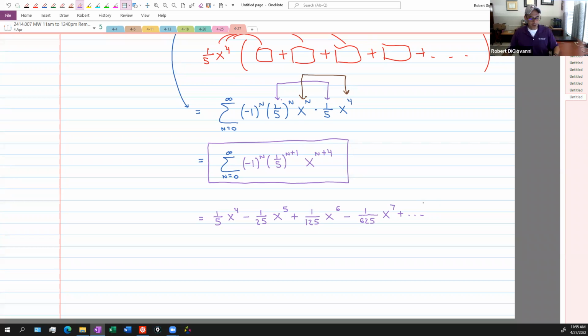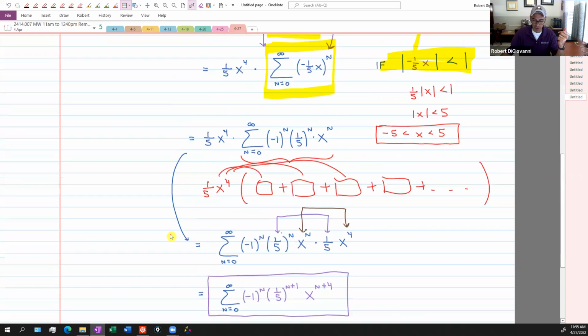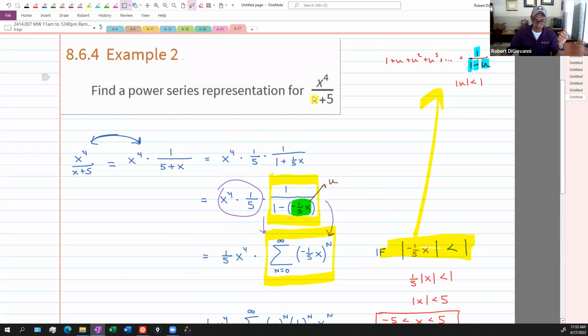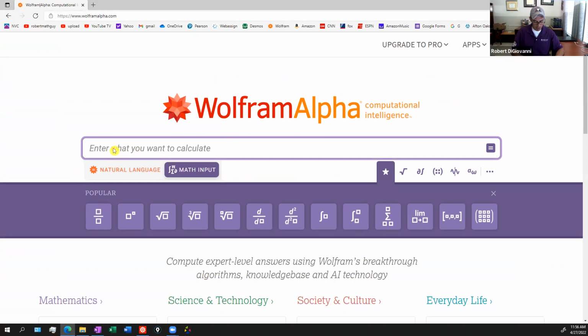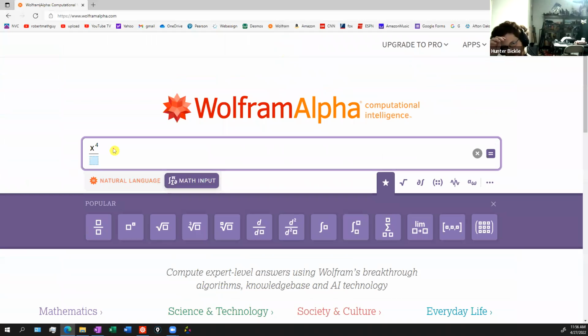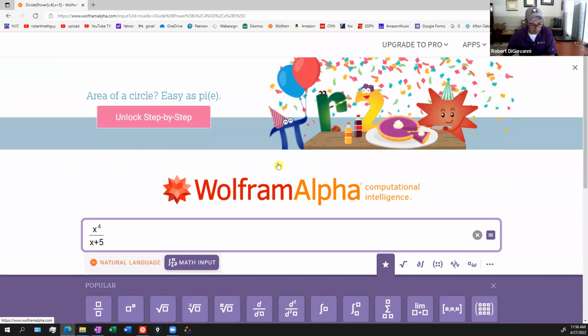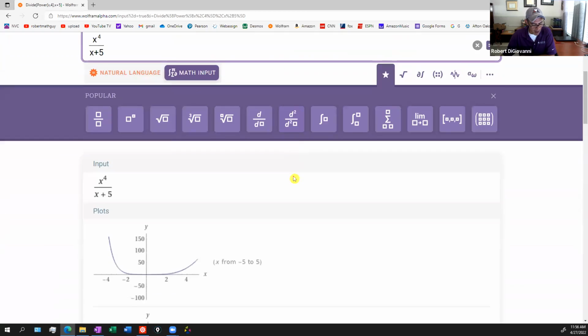I'm going to show you something I probably shouldn't. Should I do it? Yeah, I'm going to do it. Okay, I'm at Wolfram Alpha. What was our original function? x^4 over x plus 5. Just type that into Wolfram Alpha. Let's see what happens. It's probably going to give me a graph.